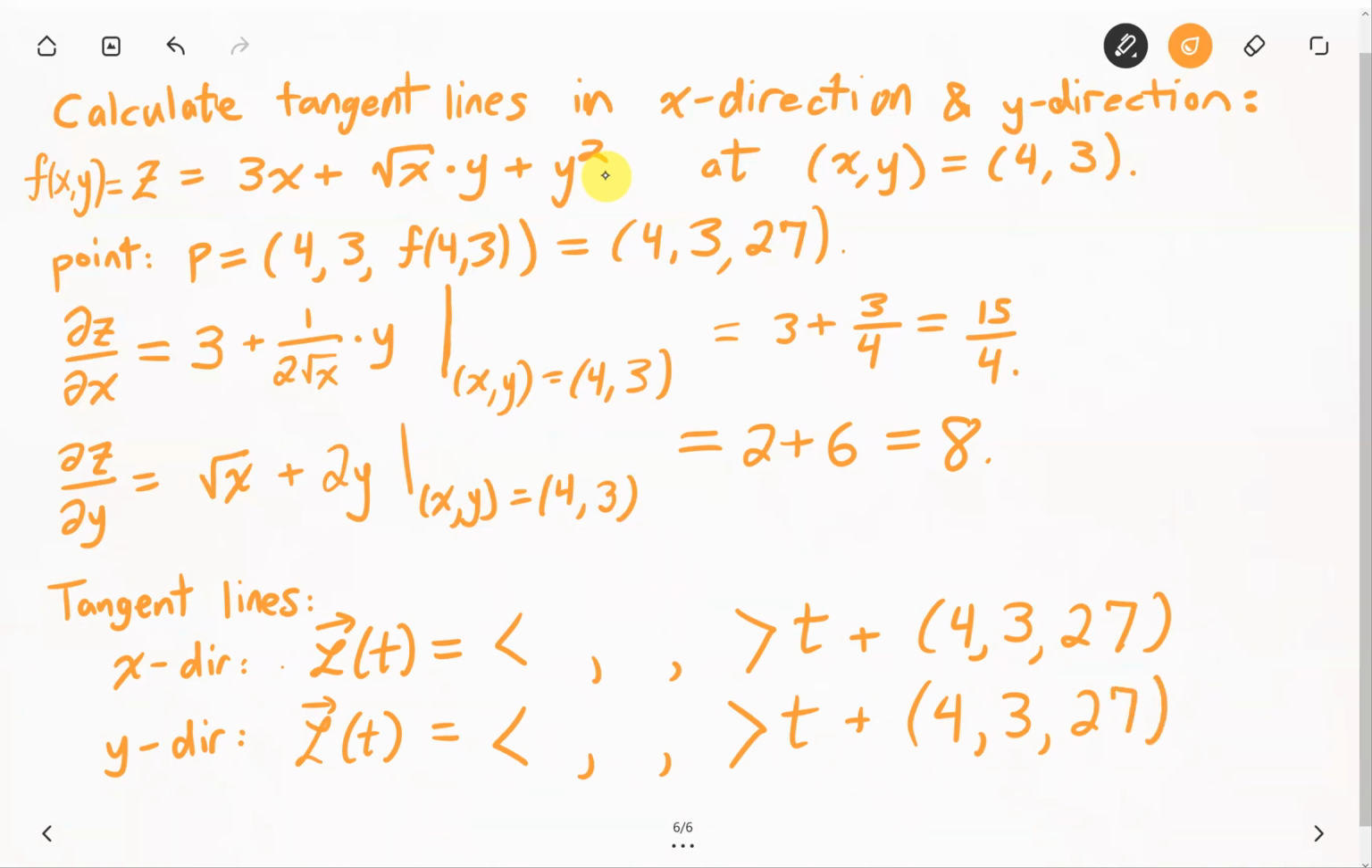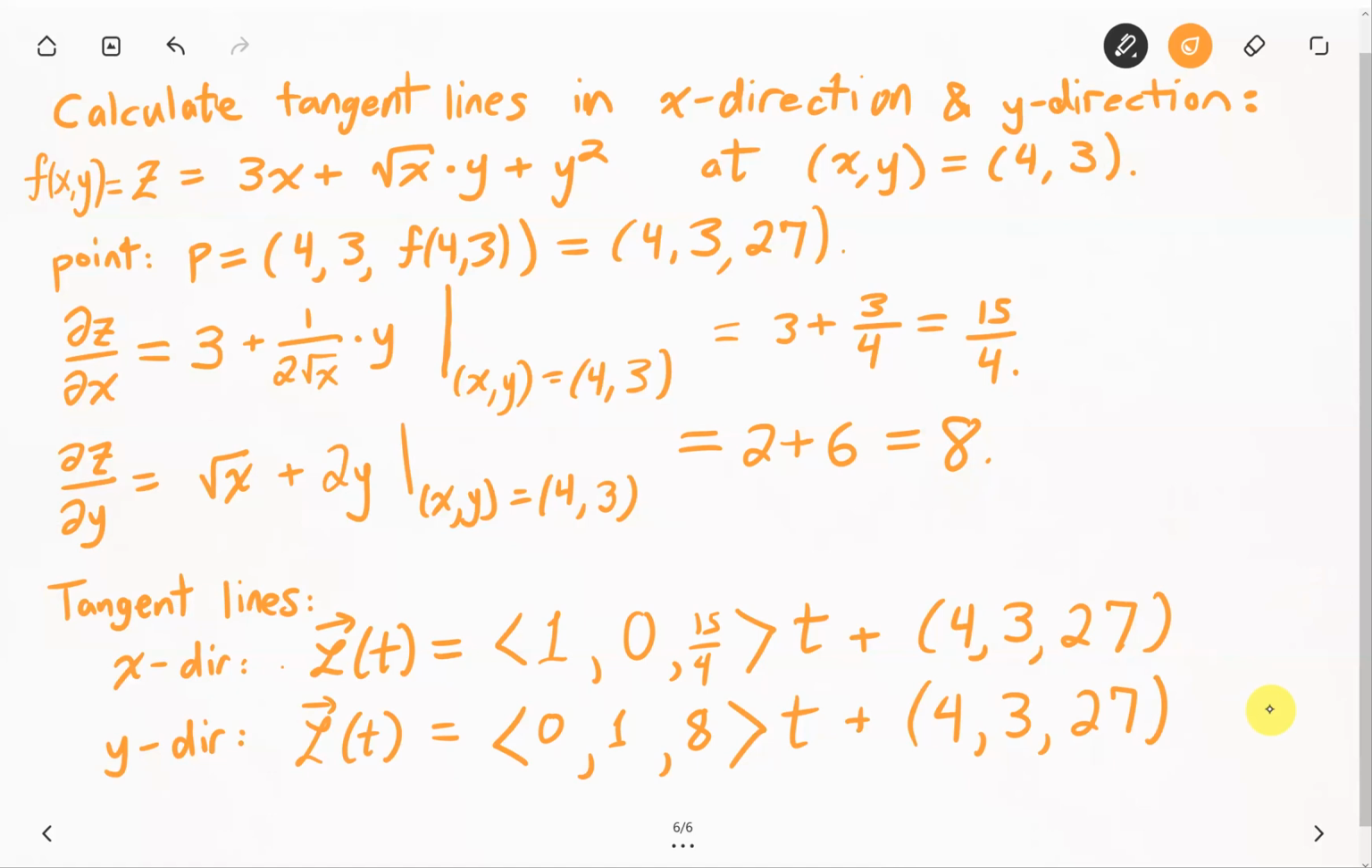The slope vectors, well, they change a little bit depending on which one we're interested in. For the x direction, it's 1, 0, and then dz dx, which is 15/4. For the tangent line in the y direction, it starts off as 0, 1, and then dz dy, which we know is 8. And there we have it. We have equations for tangent lines in the x direction and the y direction.